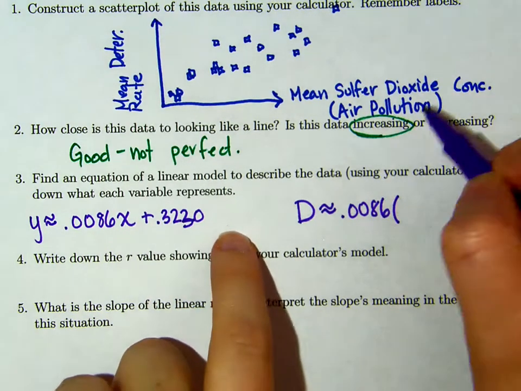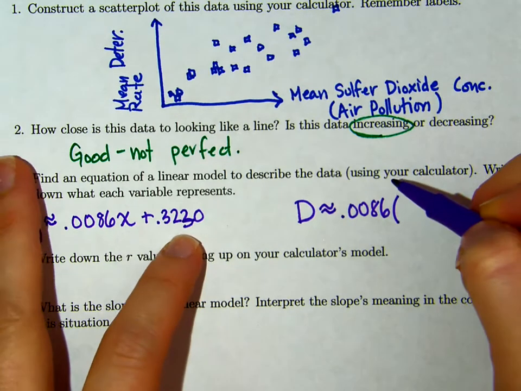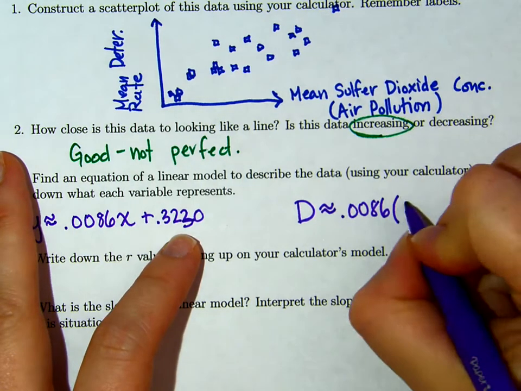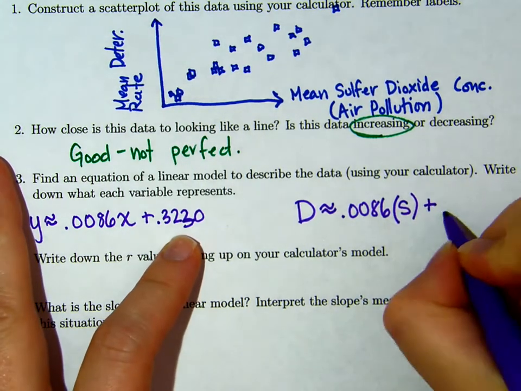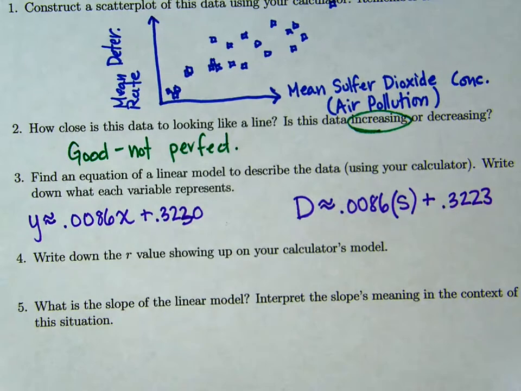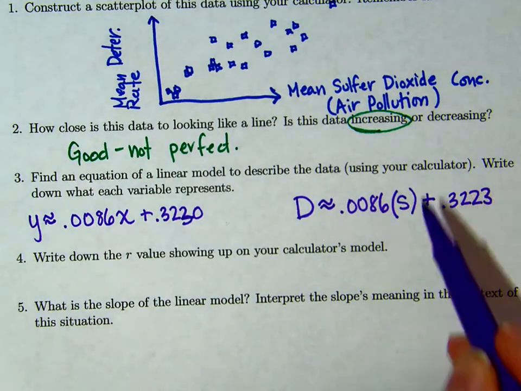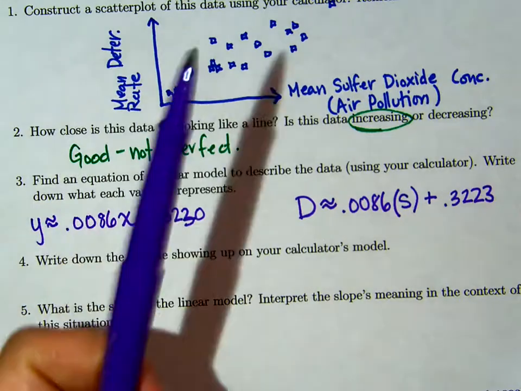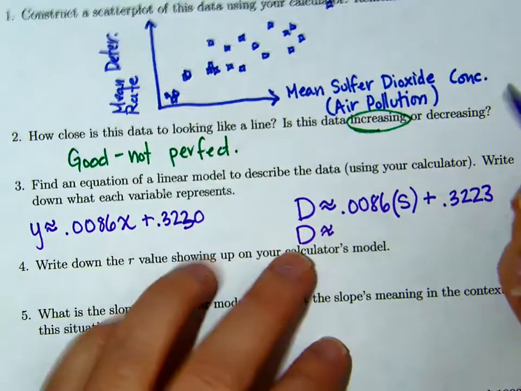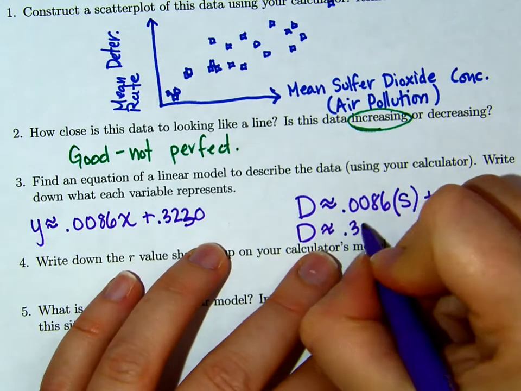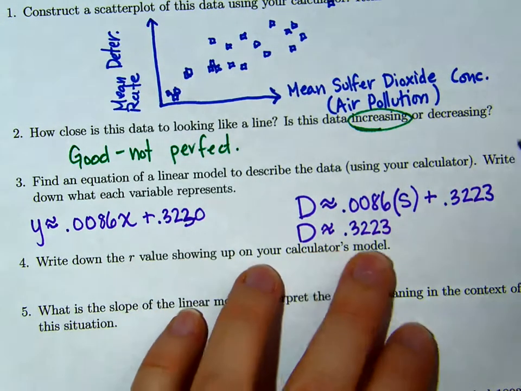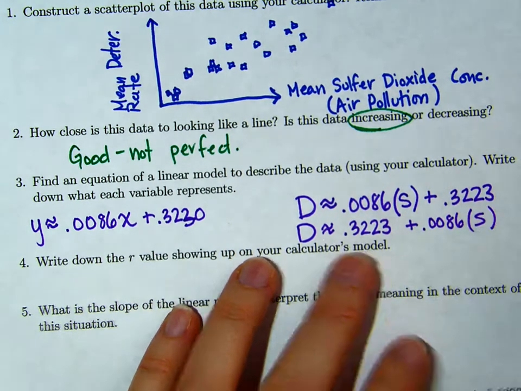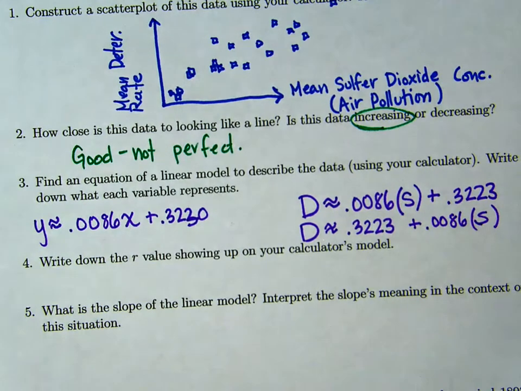What is that? The air pollution, sulfur dioxide. Yeah, I'm going to go with S for sulfur plus 0.3223. Okay, there's our linear, here's our initial, and here's our constant change. So if I rewrite this, the deterioration is approximately 0.3223 initially without any air pollution, plus 0.0086 for however much sulfur dioxide is in the air.